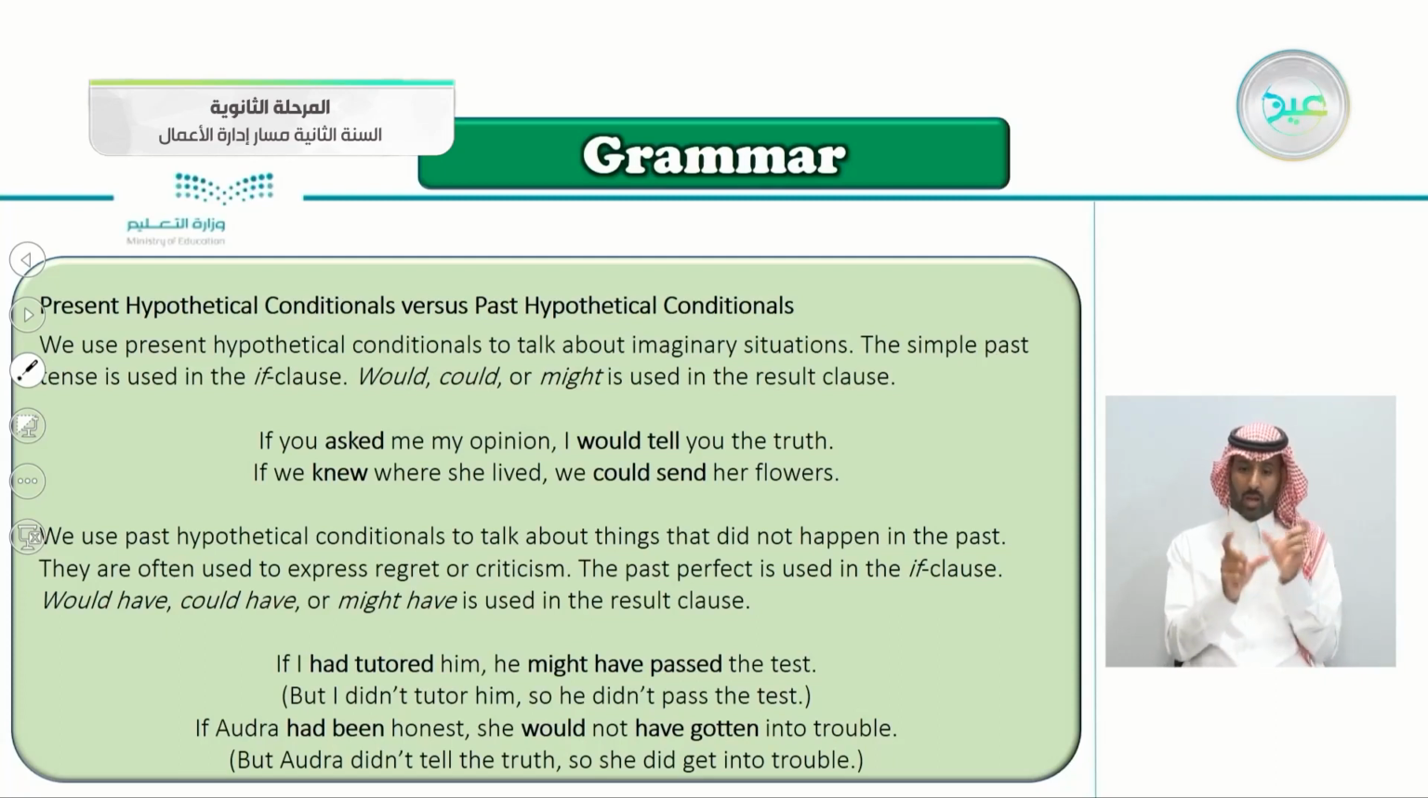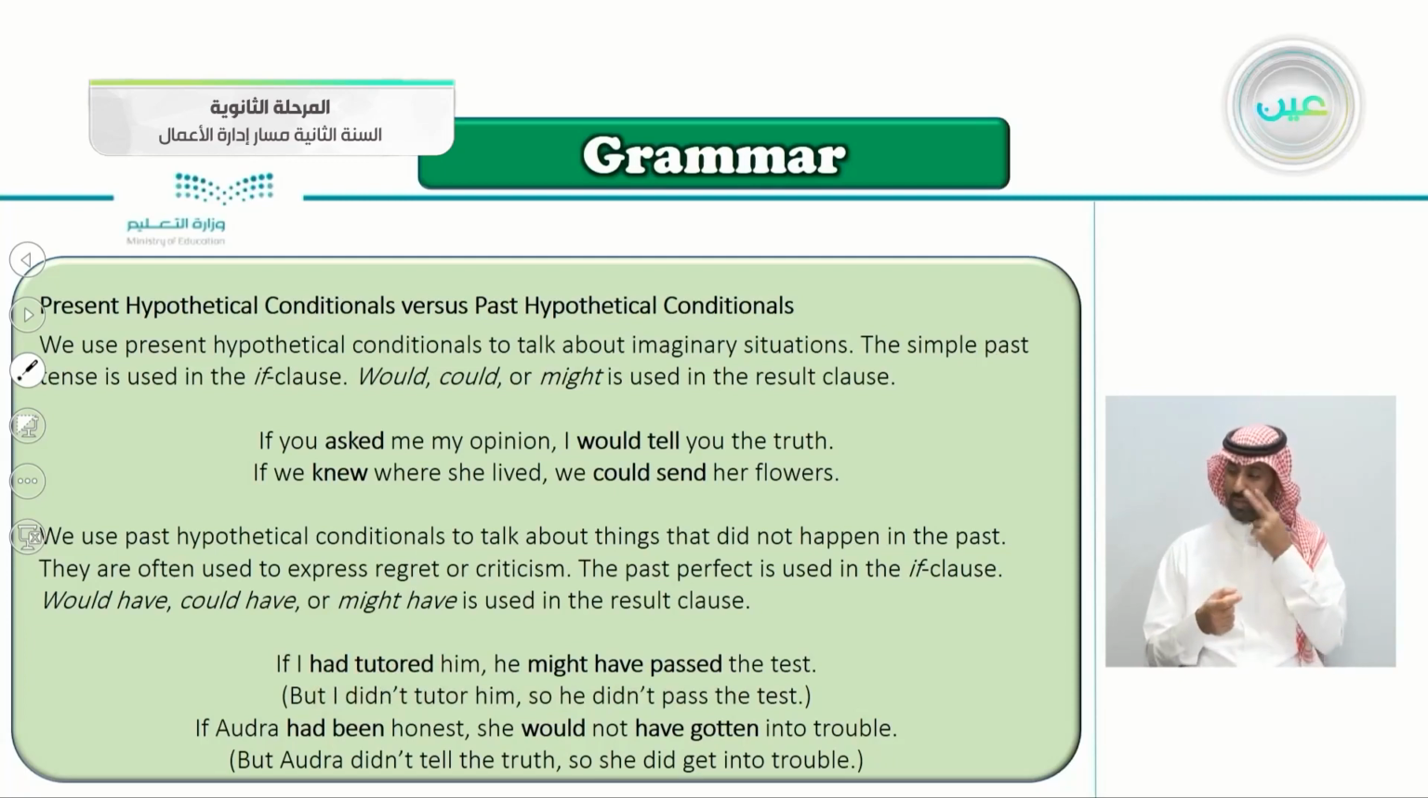Let's read some examples here. If I had tutored him, he might have passed the test. If I had tutored him, he might have passed the test, but I didn't tutor him. So this is hypothetical. This is not real. The reality is that I didn't tutor him, so he didn't pass the test.